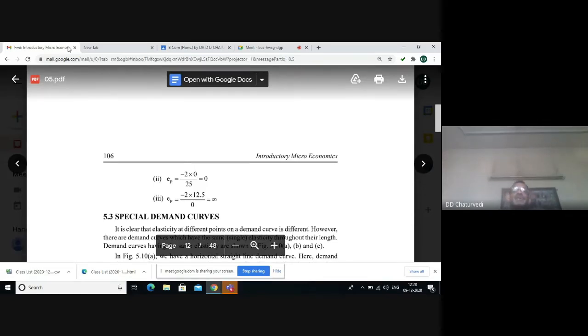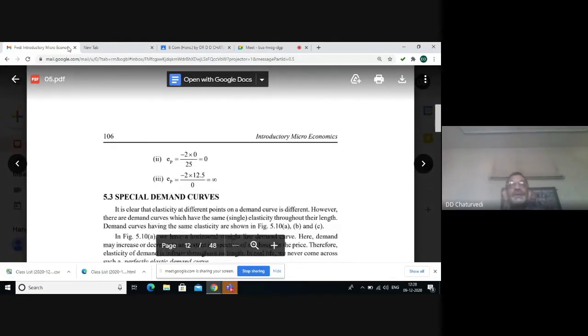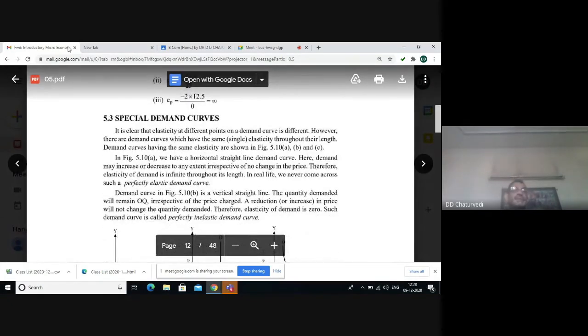dq by dp is minus 2. For Q, we are substituting 0. And when Q is 0, P will be 12.5. So the answer is infinity, because if 0 is in the denominator, the elasticity of demand will be equal to infinity. Now let us consider some special demand curves.